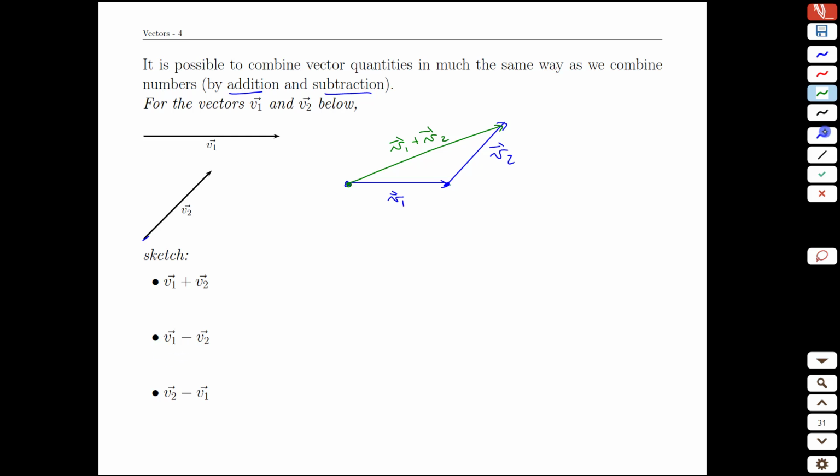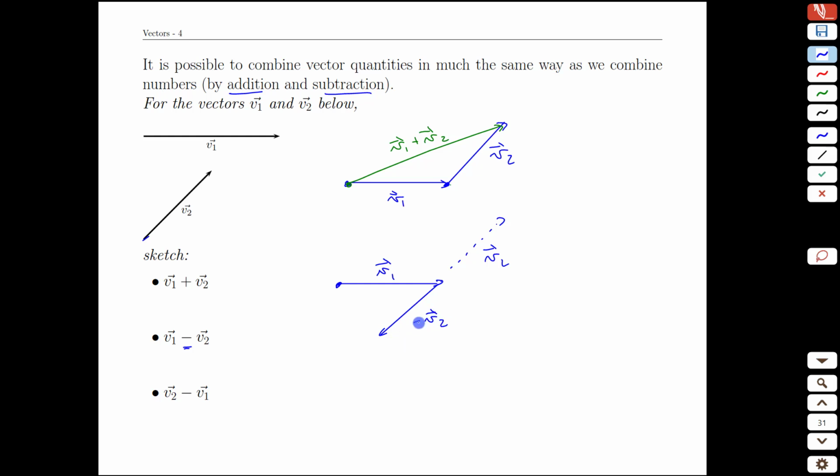Similar effect when we look at subtraction. So if we talk about v1, rooted at some point, and v2 would go in this direction. Well, if we're subtracting v2, this is where we capture the opposite direction idea. We would take the exact same length, exact same line that we're following, but in the opposite direction.